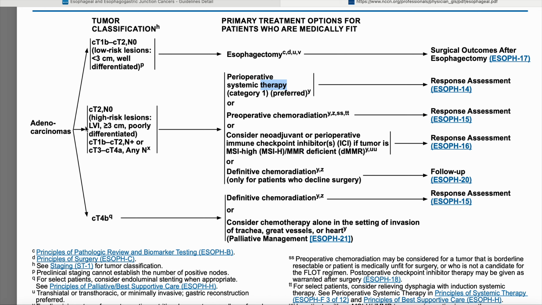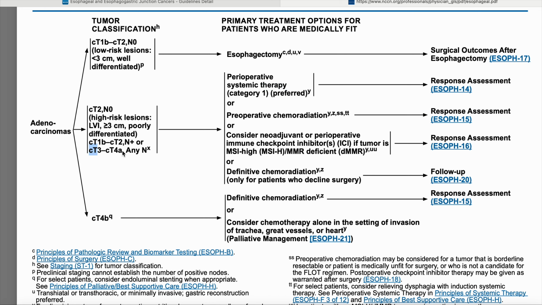So size, LVI, and grade, T2 N0. So these are all high risk lesions: LVI positive, more than 3 cm, poorly differentiated, T2 N0. These are high risk lesions. T1b, T2, if it is N plus, it is also high risk.